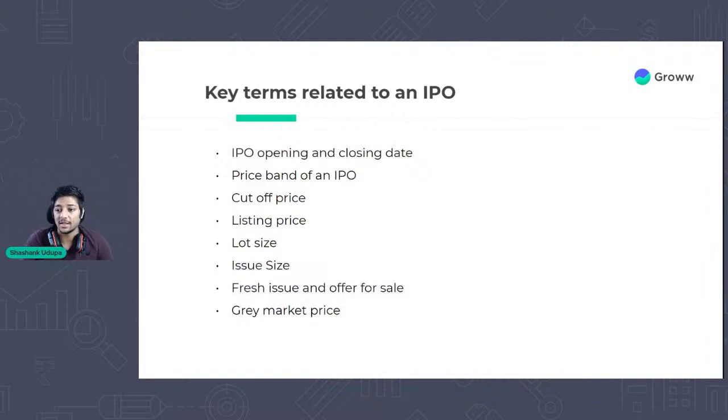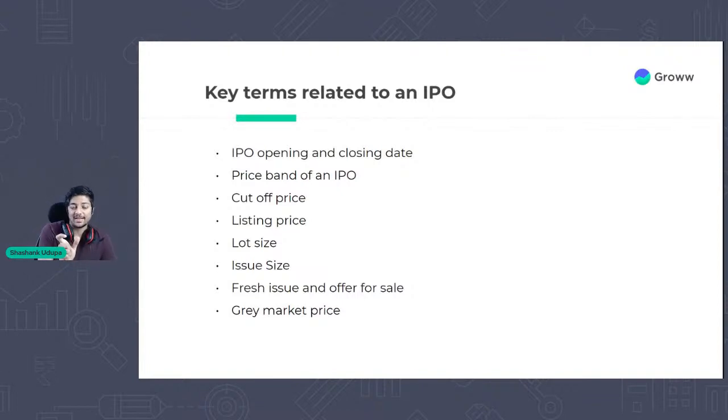So some of the key terms are basically, the first thing is known as IPO opening and closing date. This is very simple as the name suggests: when is the IPO opening and when is it closing for you to apply for this initial public offering. Then we have something known as price band of an IPO. Price band is basically the price at which you can buy this IPO. And it's not only one price, right? Usually, for example, I think Zomato was 72 to 76 rupees, a price band. So you can buy between that price band.